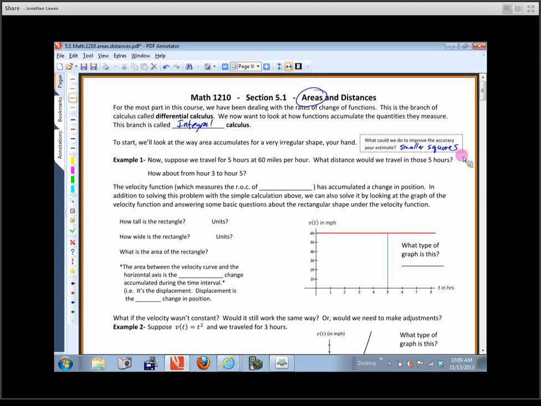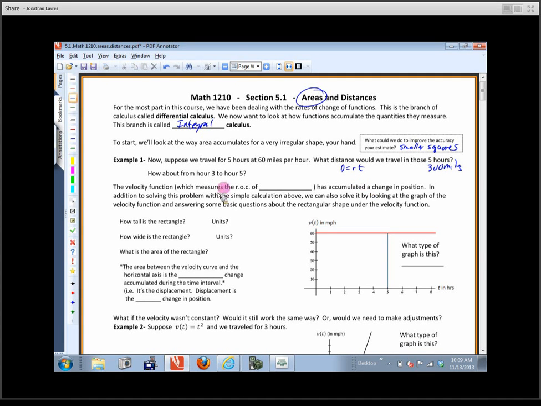Now, we're going to switch gears just a little bit, and we're going to deal with, so this section is on areas and distances. So we're going to talk about a distance here for just a second, and then we're going to come up with how it's related to a distance. So it says, suppose we traveled for 5 hours at 60 miles per hour. What distance would we travel in those 5 hours? Piece of cake, right? It's going to be 300 miles. And we simply use distance equals rate times time. So if we know the rate is 60 miles per hour and the time is 5 hours, we just multiply the two of them, we come up with 300.